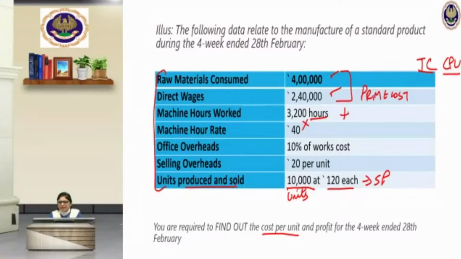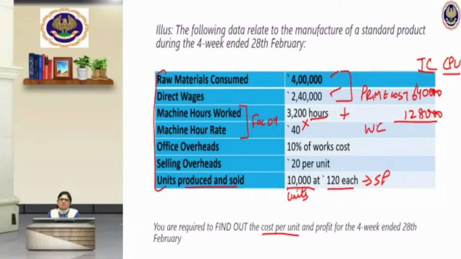So we'll be adding it to the prime cost. Prime cost should be 6,40,000, 4 lakh plus 2,40,000. To the prime cost, you add the factory overhead. So how much will be the factory overheads? 3,200 into 40. 1,28,000 will be the factory overheads, which we calculate as 3,200 into 40. We add it to the prime cost. When we add the factory overheads to the prime cost, what do we get? We get the works cost.